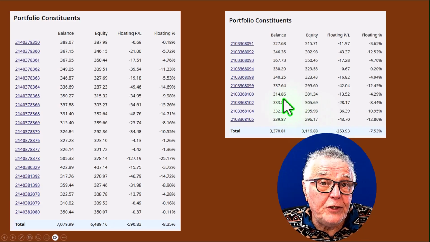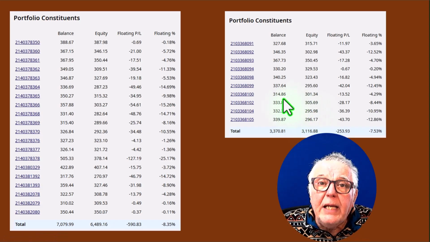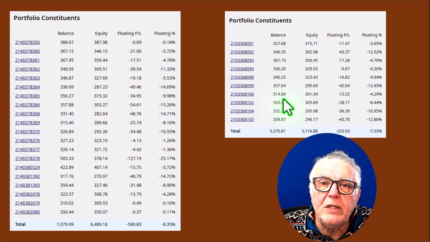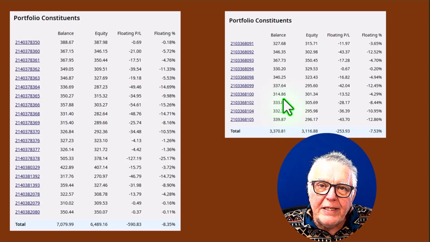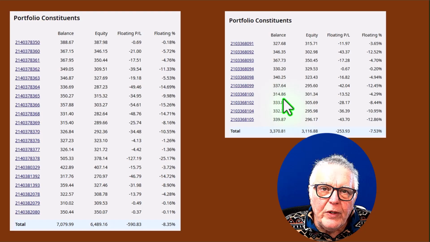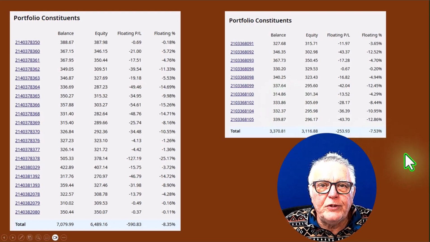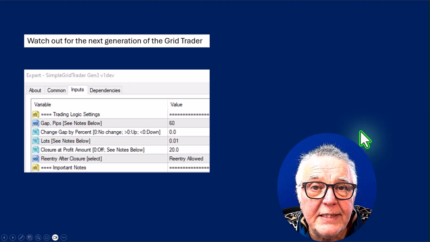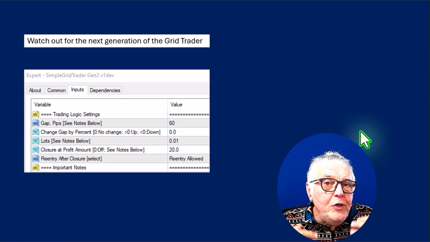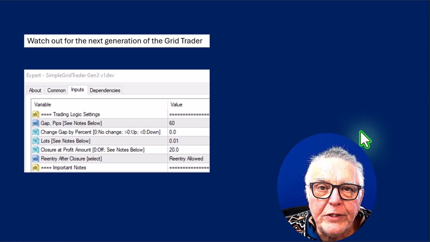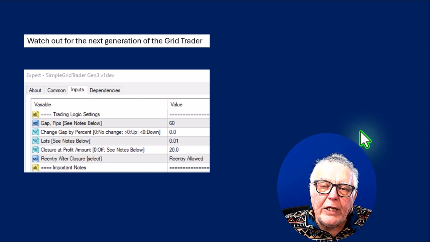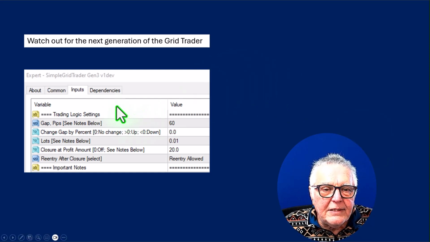So this is generation 2, which isn't free. It's roughly $50 to purchase this one, but it adds that extra functionality where you can cash in your open trades. Now we've taken it one step further, and we're going to be launching a new version of the Grid Trader in the next week or so. And here is the version.